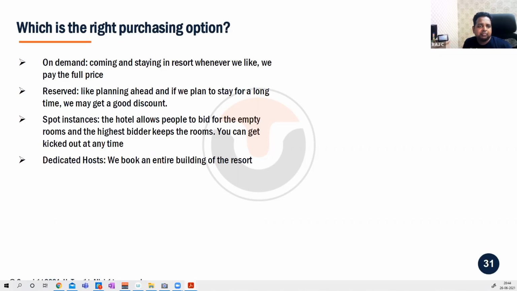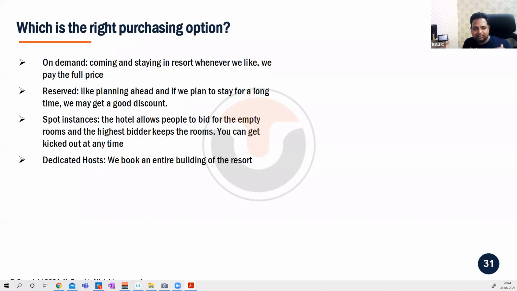So again, reserved is like you're planning ahead. You're choosing on second and third of the month, right? For 1 month, I'll be staying with your resort. So that's why I want to reserve it, right? Spot instances is something that people will come there, right? You have 5 rooms available. People will bid for it. So you have to compete with other people. So whoever bids higher, they will get the rooms, right? But the problem there is you will be kicked out anytime. The moment somebody else bids higher and the average room price goes above your bid limit, you'll be kicked out and that guy will be allowed inside the room. This is a very good, funny option to remember.